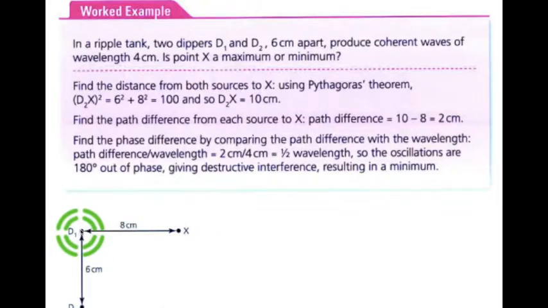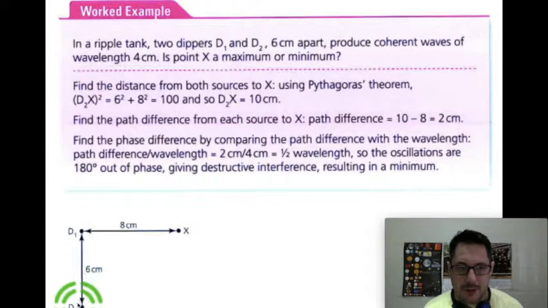Now, assuming that waves from D1 and D2 were exactly in phase at the start, then when waves from dipper 2 get to point X, they're going to have gone a further half a wavelength. So those waves, now we'll have one that's in phase that's traveled a whole number of wavelengths, and one that's out of phase that's traveled a whole number of half wavelengths. So the result is the waves are 180 degrees out of phase, giving destructive interference and a minimum.